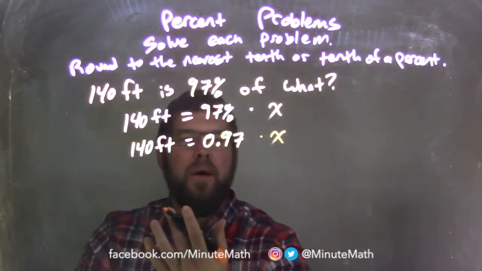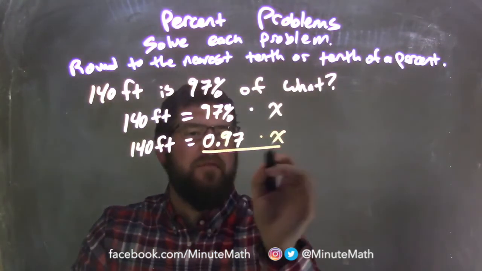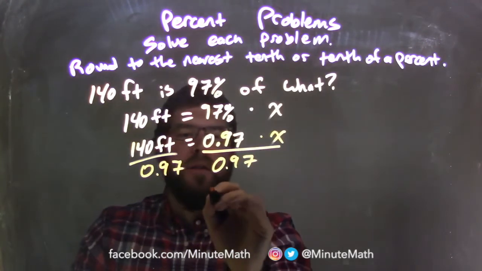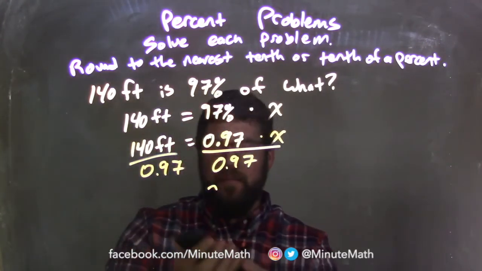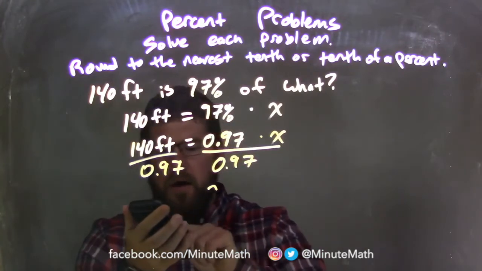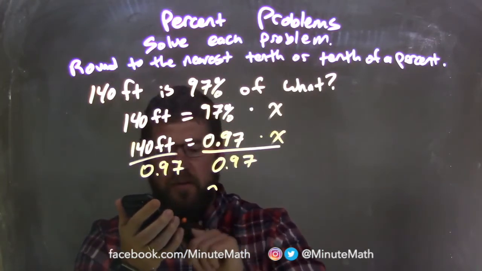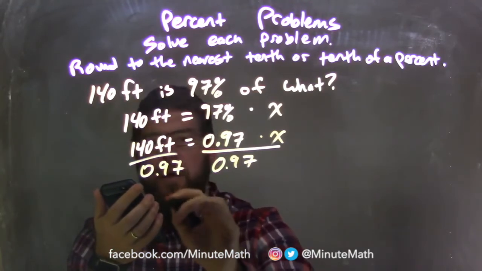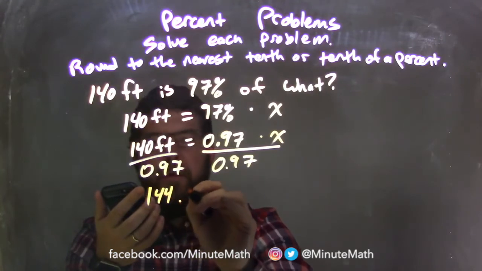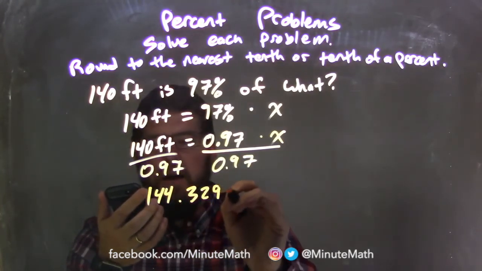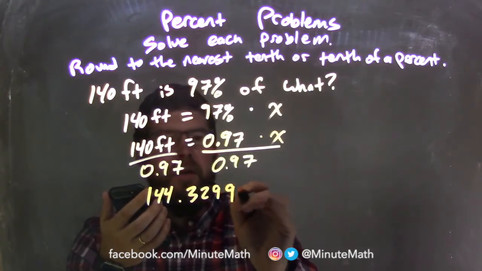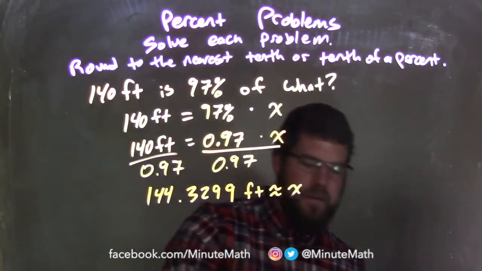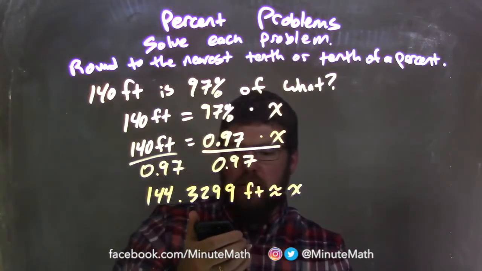Then, to get rid of that 0.97, bring it to the left, isolate x. I'm going to divide both sides by 0.97. Leaves me, I don't know if I'm rounding yet, I think I will be, but 140, use my calculator, divided by 0.97. Yeah, I will be rounding. Let's write it out first. 144.3299 feet is approximately equal to x. Okay? Make sure there's the right decimal there.